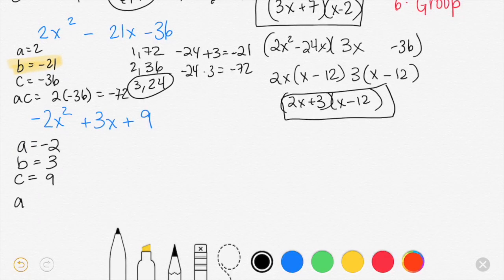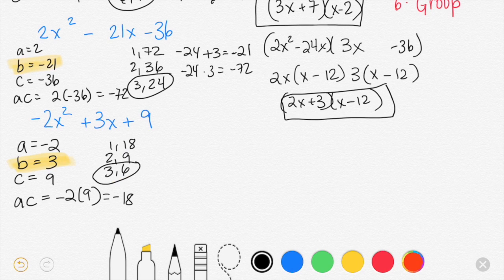Name your variables, get the product of the first and last coefficient, find factors of that product that will work for your product sum method. You're looking for them to add up to 3. In this case, if the 6 is positive and the 3 is negative, you will get a 3.